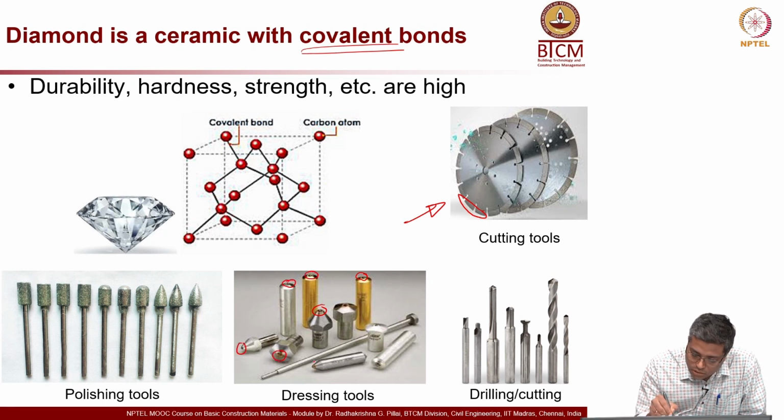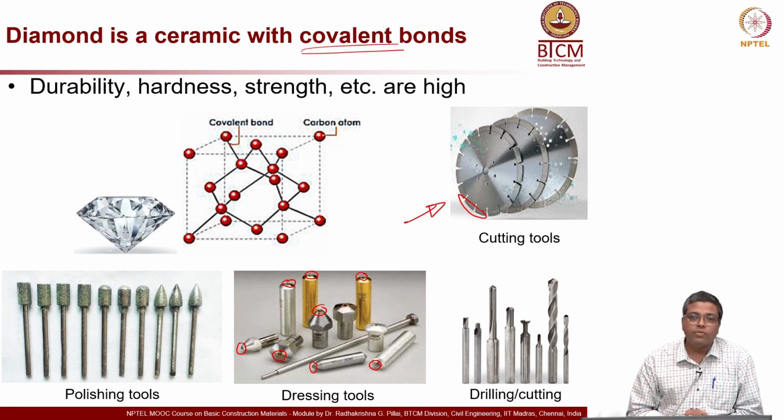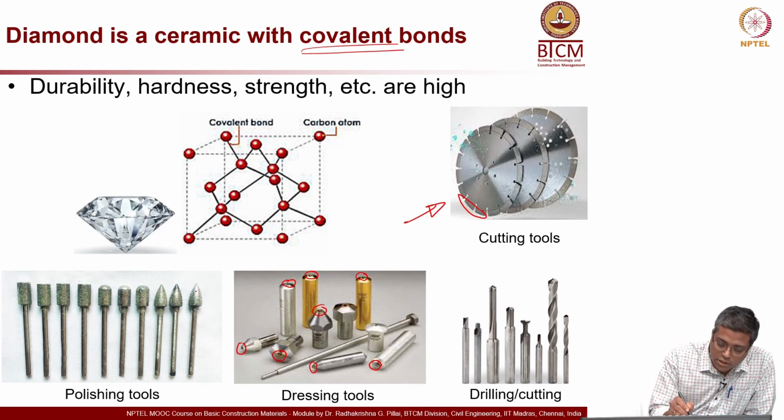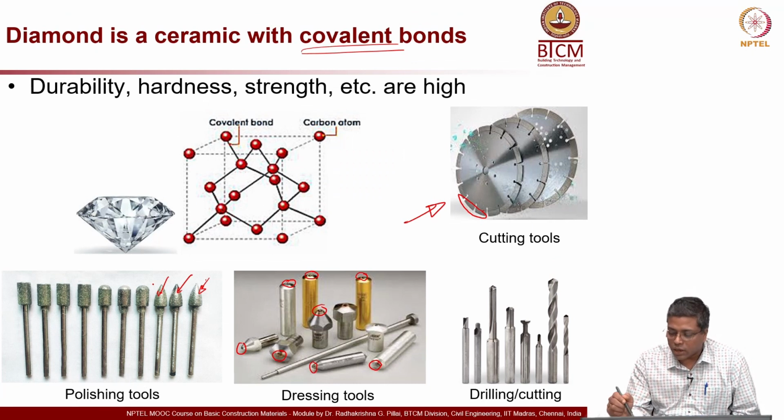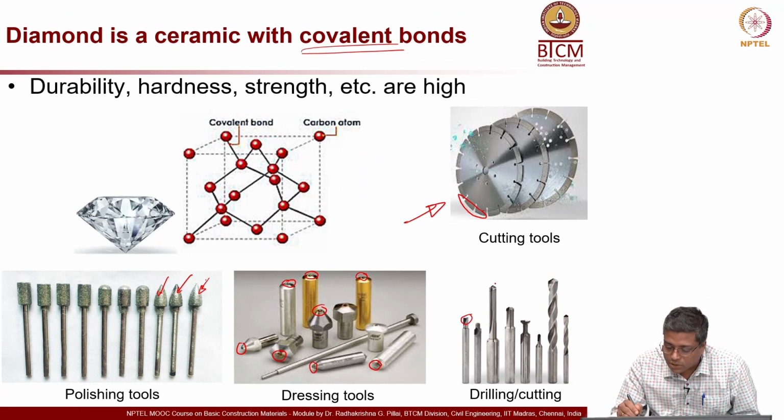You can see all this a little bit different at the tip, and that is what is made of diamond, and not that entire thing that you see is diamond. Now, here you have polishing tools, you have some diamond coating on this. So, you can see the diamond coating. Here on the right side, drilling and cutting tool, again you have tips which are diamond tipped.